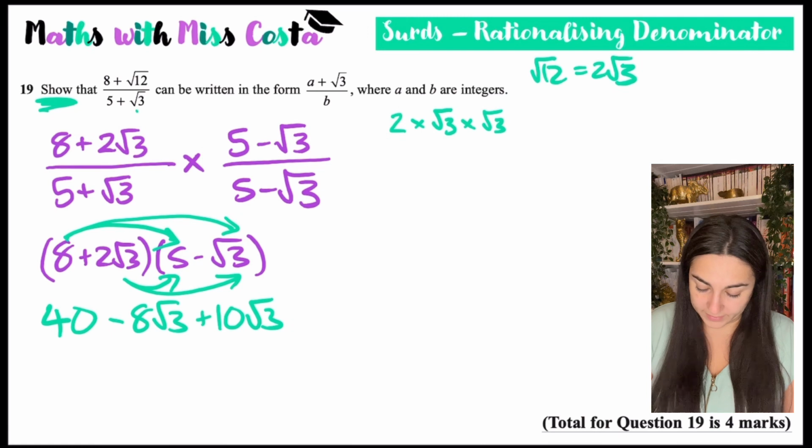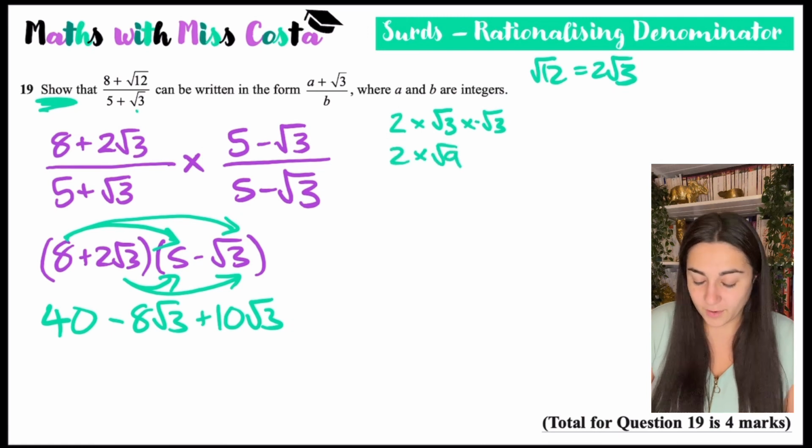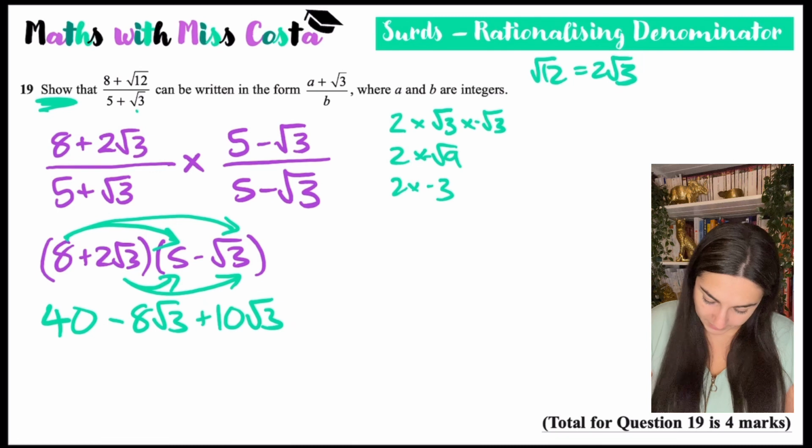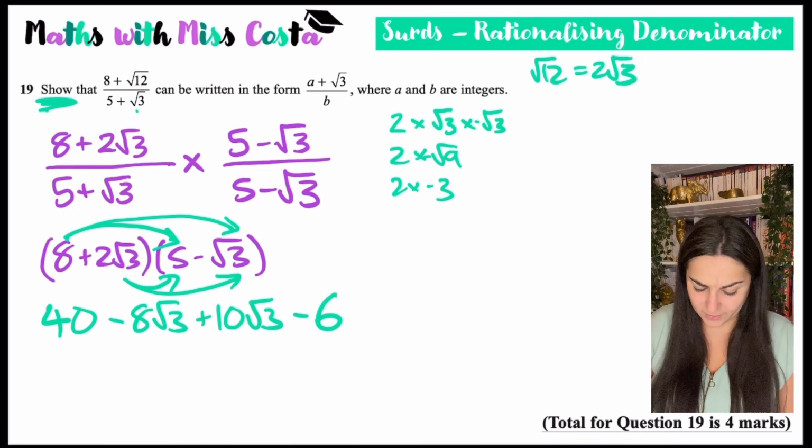And obviously, what's root 3 times root 3? That would be 2 times root 9. What's root 9? 3, so that would be 2 times negative 3. So that would be negative 6. Okay, so that is a little bit of a tricky one.